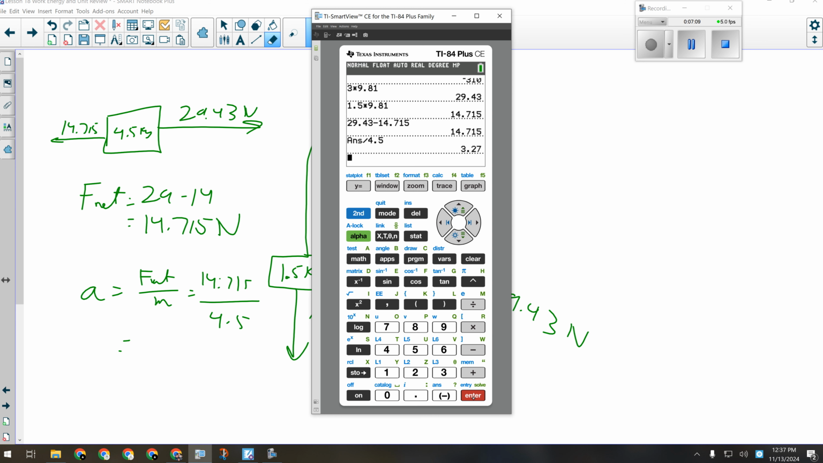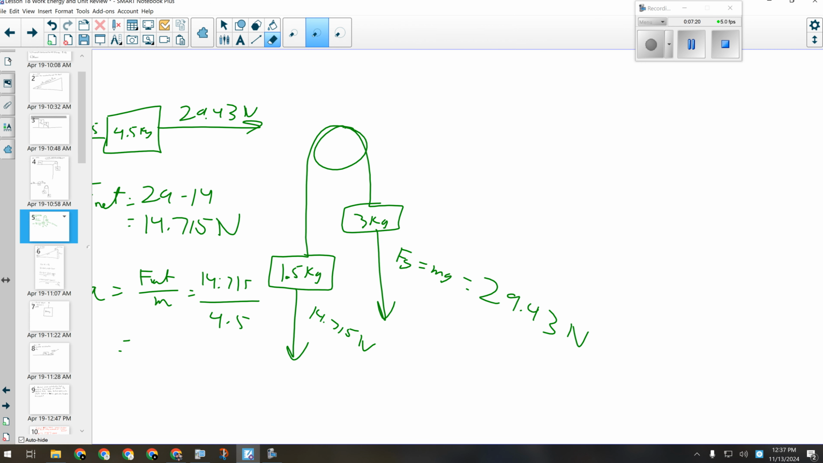Okay, questions on that one? All right, what else? Coefficient of friction. Coefficient of friction question.